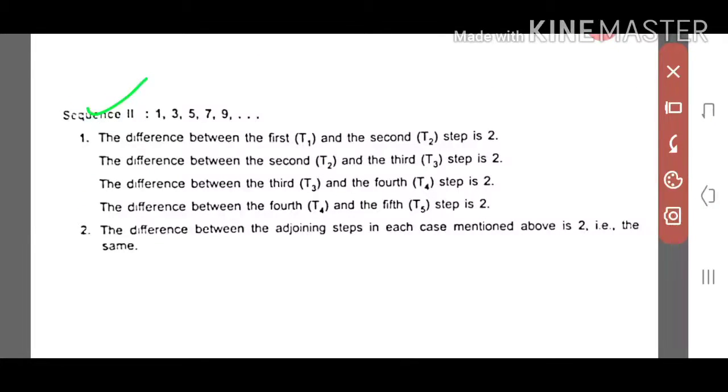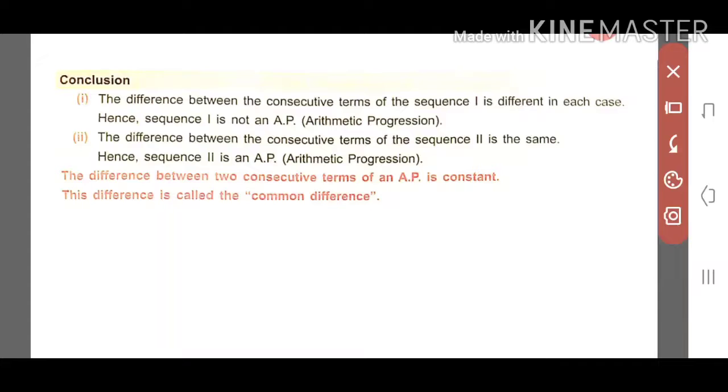You can check the observation for the second sequence. The difference between the first term and second term is 2. The difference between the second and third term is 2. The difference between the third and fourth term is 2. And the difference between the fourth and fifth term is 2. So the difference between the adjoining steps in the case mentioned above is 2. So this is an AP. We get the conclusion here.